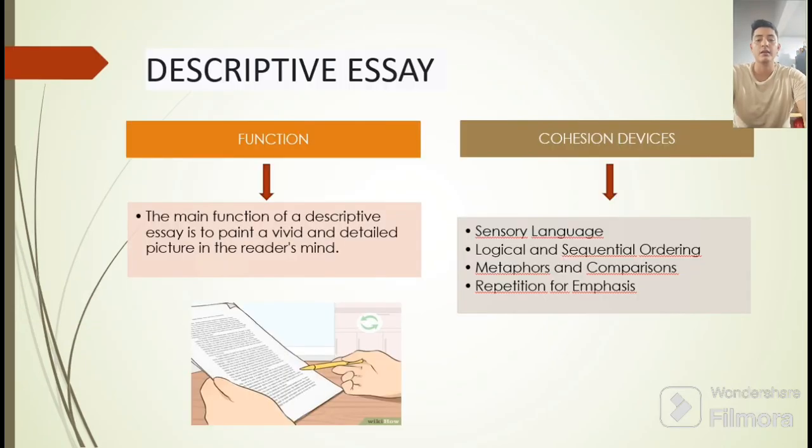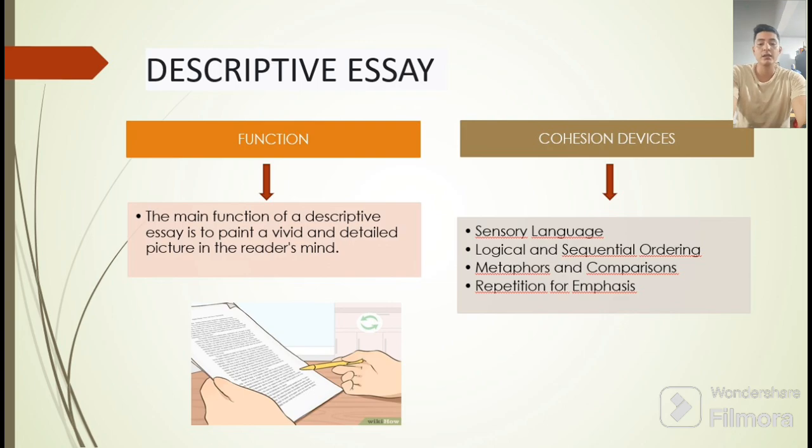Descriptive SI, function and cohesion devices. Function. The primary function of a descriptive SI is to paint a vivid and detailed picture in the reader's mind. The goal is to convey a complete sensory experience and create an emotional connection through the detailed description of a place, event, object, or person.